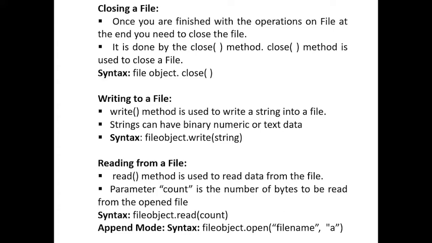After selecting that, and after writing, reading or appending the data, you have to close the file. So, close a file. Once you finish the operations on the file, at the end you need to close it. This is done by the close method. The close method is used to close a particular file: file object dot close.